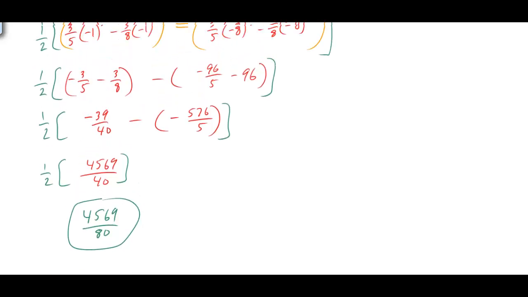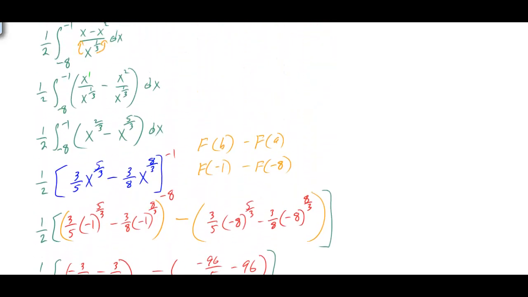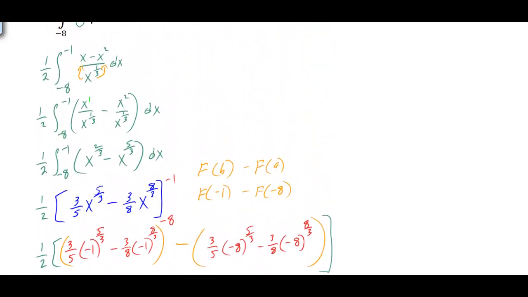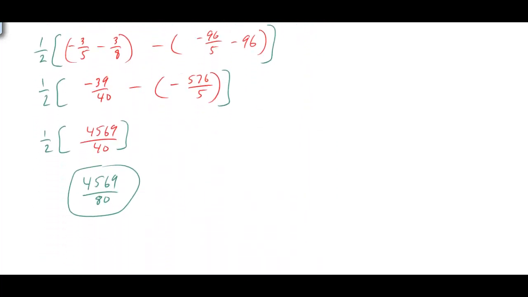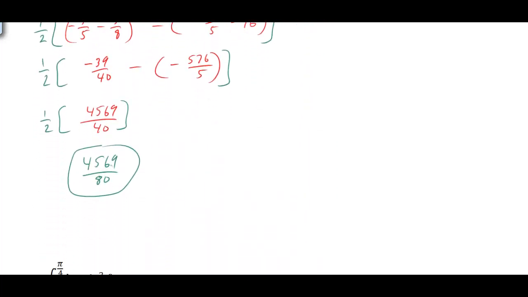Now, I know that seems like a whole lot of work, and some of it is, but just keep in mind that this is a lot easier than going through that whole limit process that we had looked at in previous videos, where we had to look at the limit as n went to infinity. So here, from integrating this, our answer turns out to be 4,569 over 80.